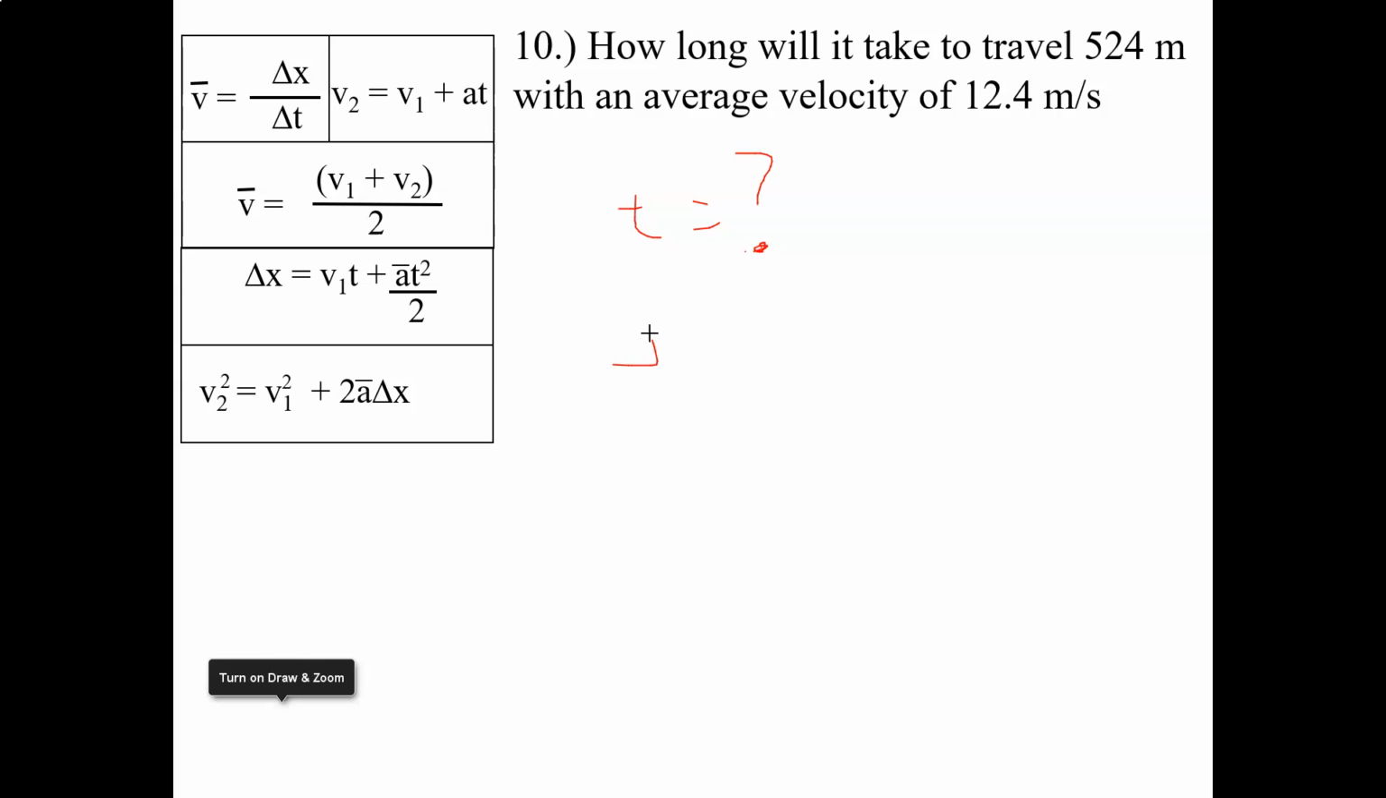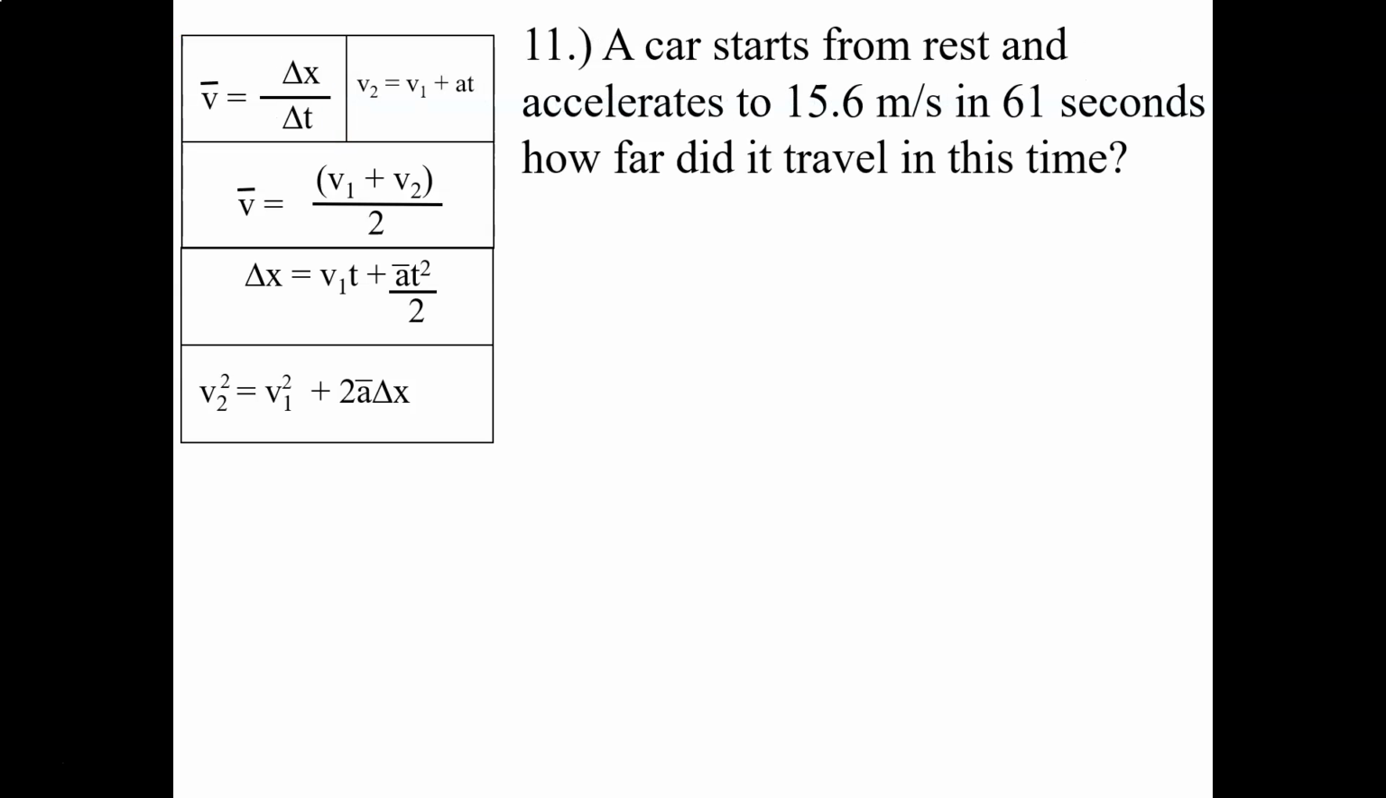The 524, that is our displacement, 524, and the average velocity is 12.4. So which velocity is that? V1, V2, or V bar? That is V bar. V bar equals 12.4 meters per second. So what equation would we use for that? We just use this first equation, and I don't think I actually worked that one out because that one's pretty basic. Just to remind you, you can still use the old equations from before.